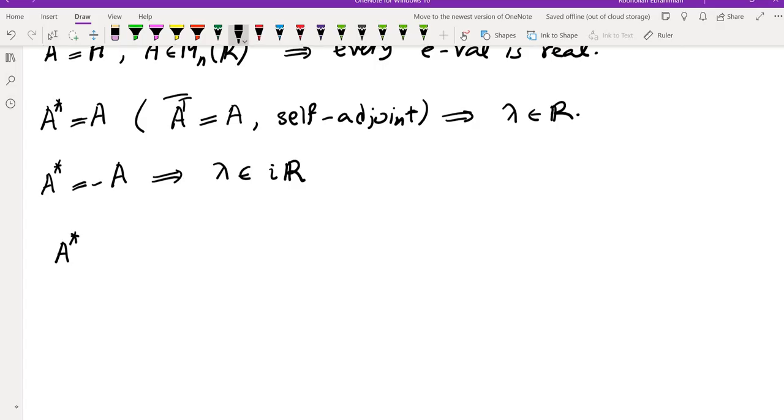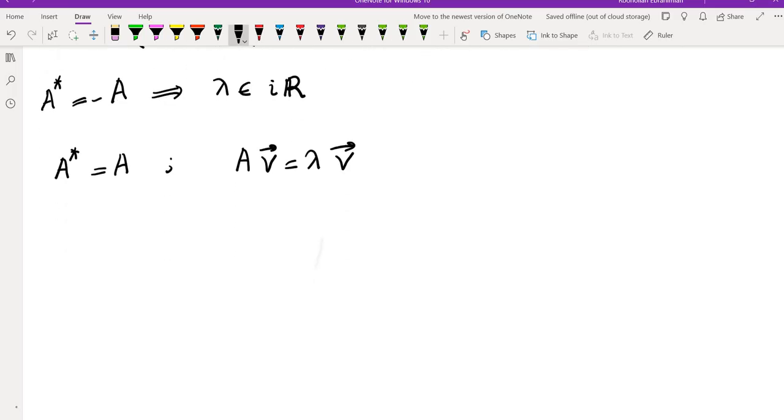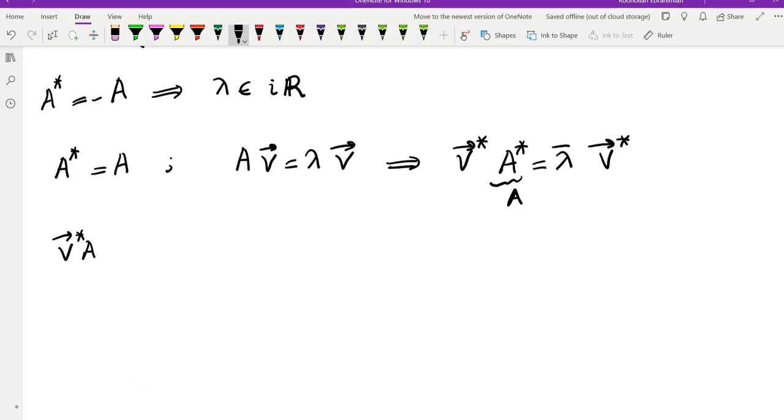So the first one, you have A star equals A. So how do we prove that eigenvalues are real? We assume that AV equals lambda V, which means lambda is an eigenvalue. And then we're going to take the transpose conjugate of this, which is V star A star equals lambda bar V star, and star is transpose conjugate. Now, we know that A star and A are the same, so that tells us that V star A is equal to lambda bar V star.